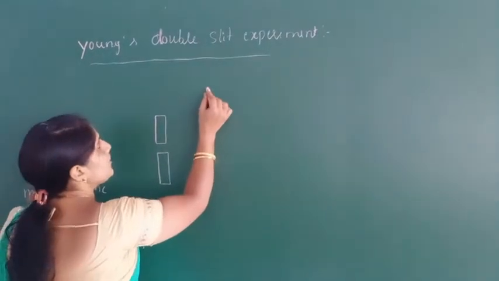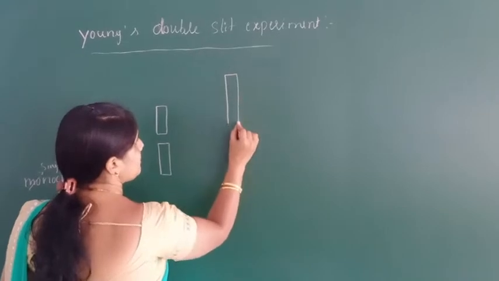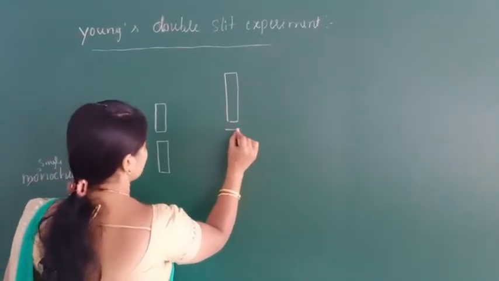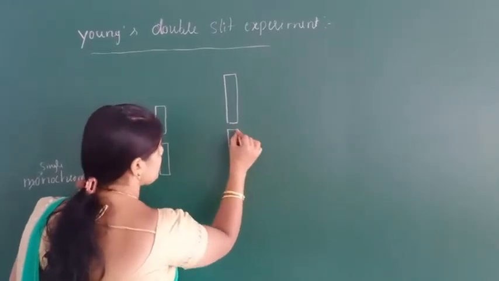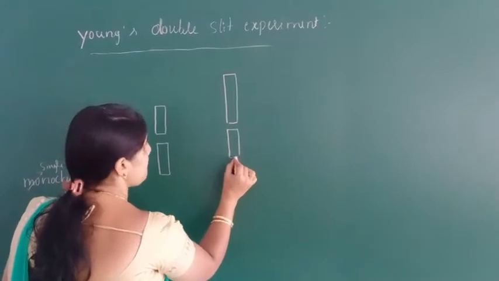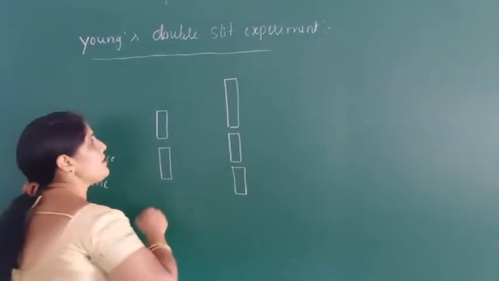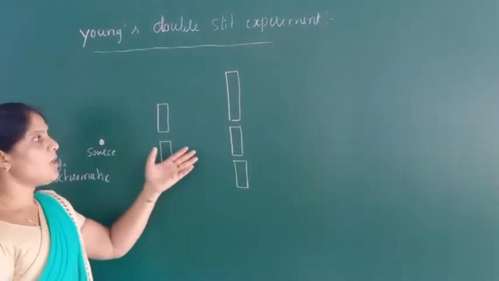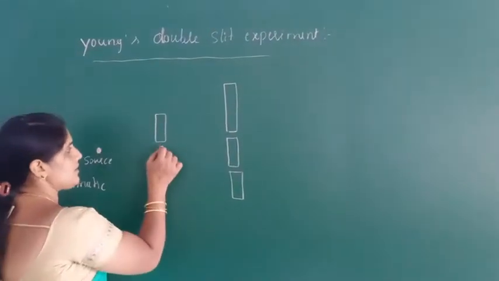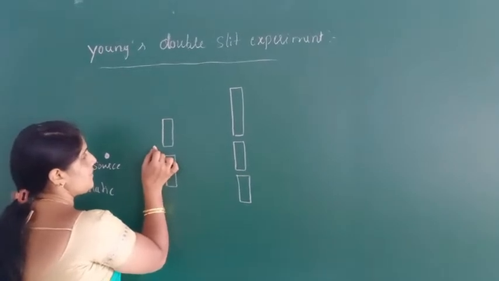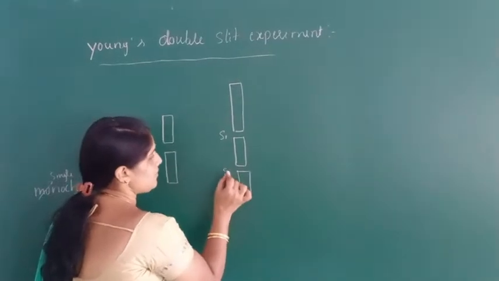After this, again he took a double slit to get the coherent sources. What is a coherent source? The sources which emit light of same amplitude, same frequency and same wavelength are known as coherent sources. So to get the coherent sources, we took double slits. Let us call this slit S, and the double slits are known as S1 and S2.